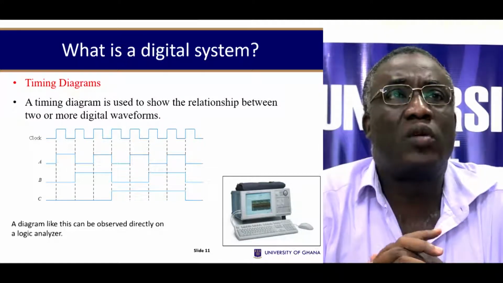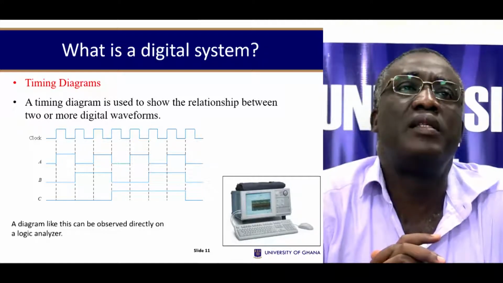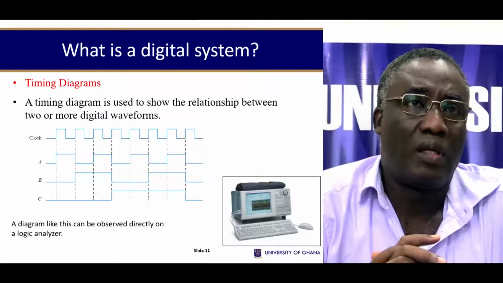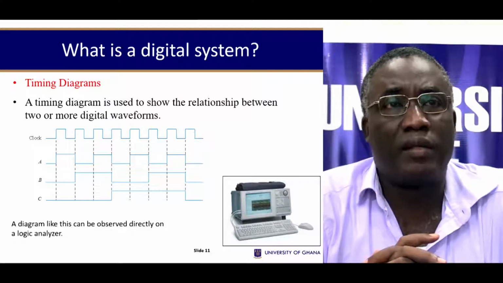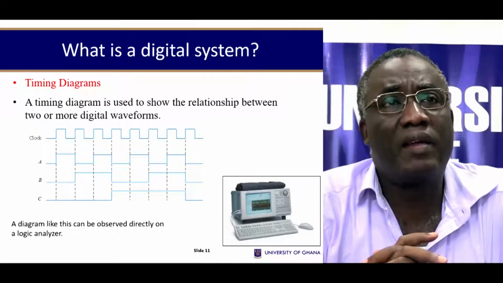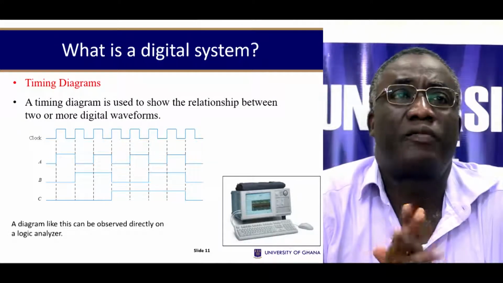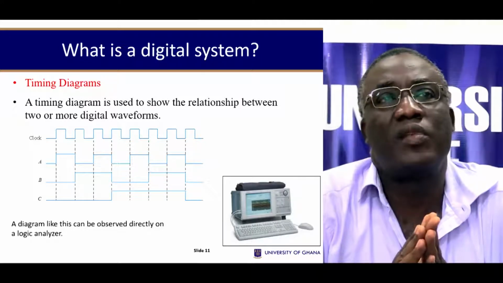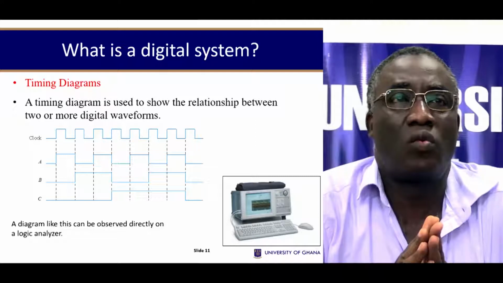So let's say that you have 3 signals, A, B, and C, right? And then you have a clock that repeats itself periodically. Now you can see from the diagram that at time t equal to 0, that's the beginning of it, signal A is rising. Signal B is low, and signal C is low.